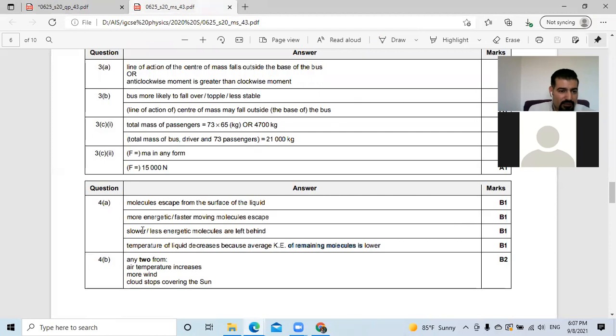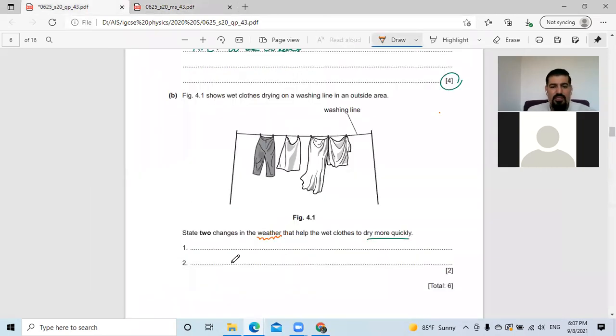Yes, more heat from the sun, so the temperature of the air increases. Or there is more wind, exactly. Or clouds stop covering the sun. So you can say air with higher temperature, or a windy place, or increase the speed of the wind, or no cloud cover blocking the sun rays on the clothes.